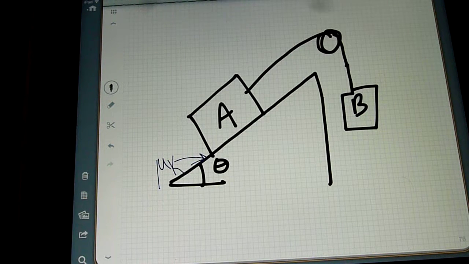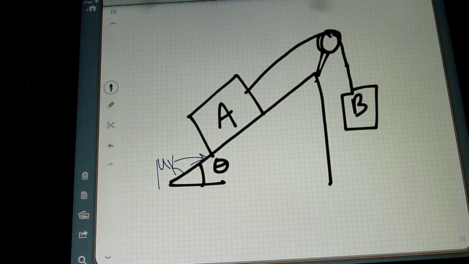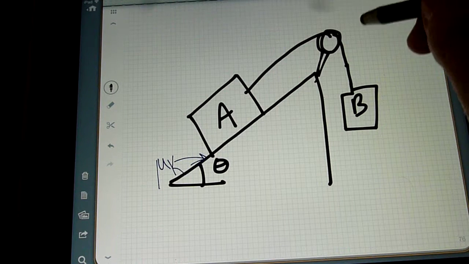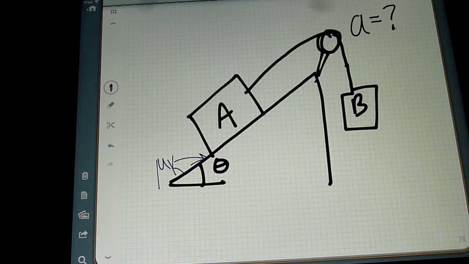The problem we're going to work now is a little more complex. We have block A on an incline connected to block B via some pulley, where again block A will accelerate up, block B will accelerate down, and let's assume that we are asked what is the acceleration, sort of the typical question that we're asked.